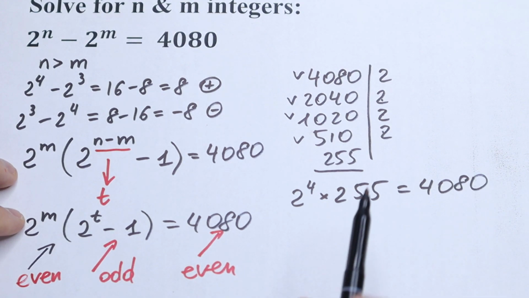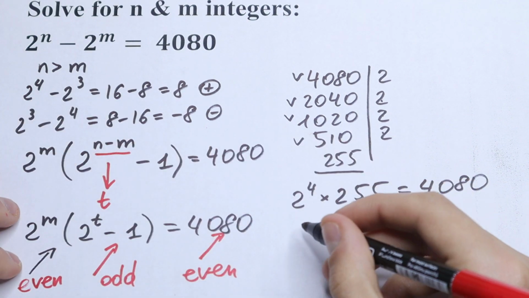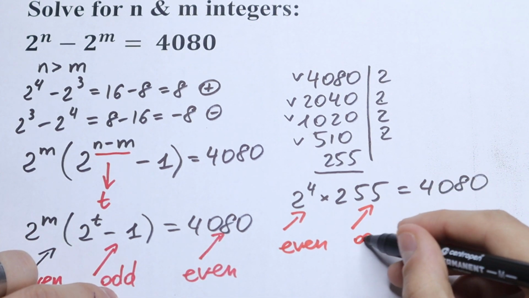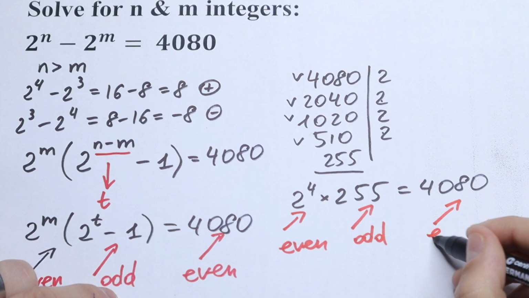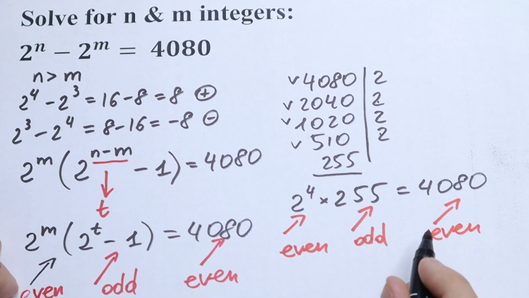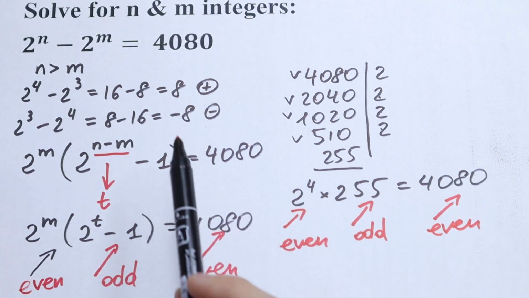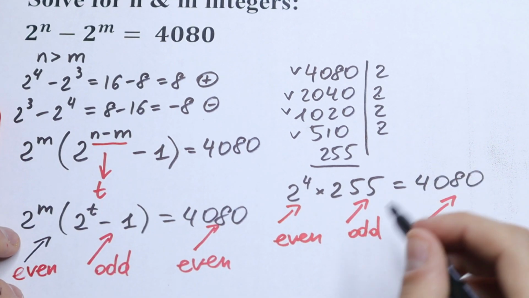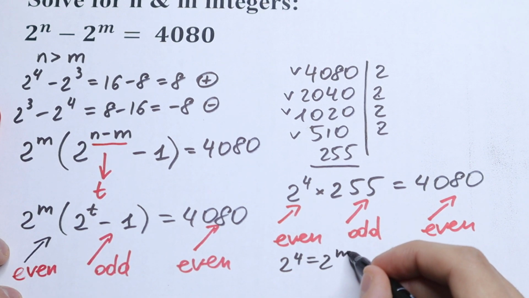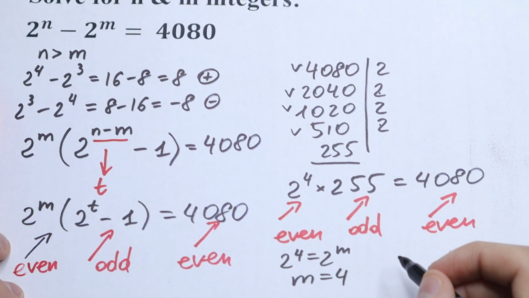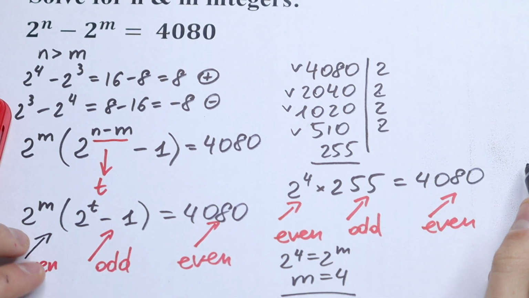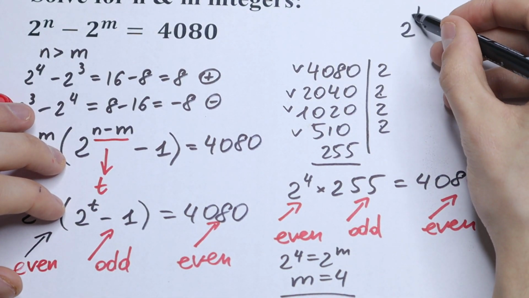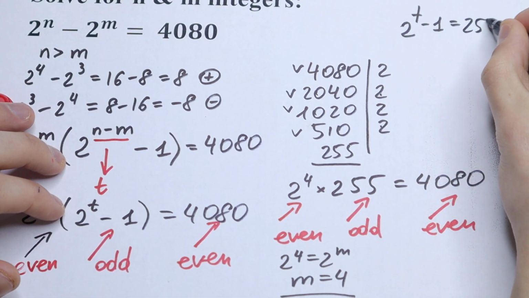And take a look, this is our case. This number is even, because we have 2 to the 4th power. This number is odd. And the product is an even number. This is the case that we need. We will have an interesting equation. This 2 to the power m will be our 2 to the 4th power. So we have the first equation: 2 to the 4th power equal to 2 to the power m. So m equal to 4. This is our m. And take a look, we will have the second equation: 2 to the power t minus 1 equal to 255.